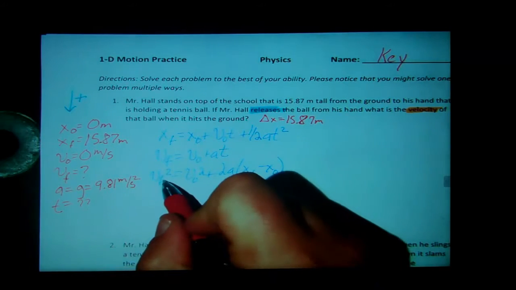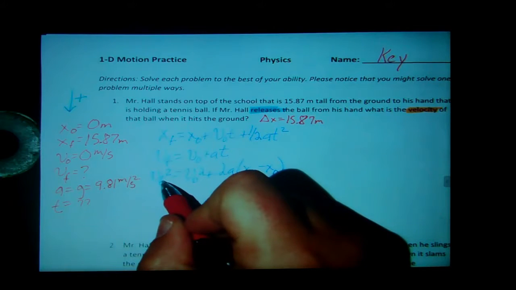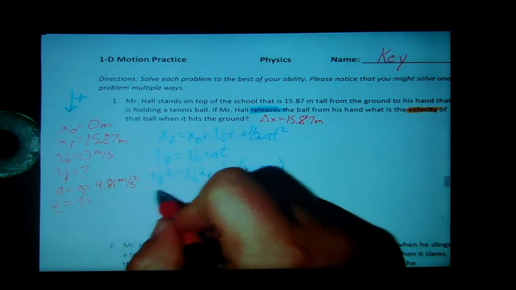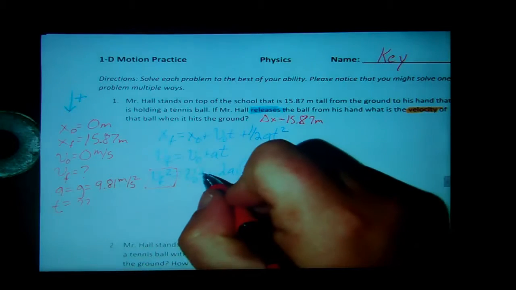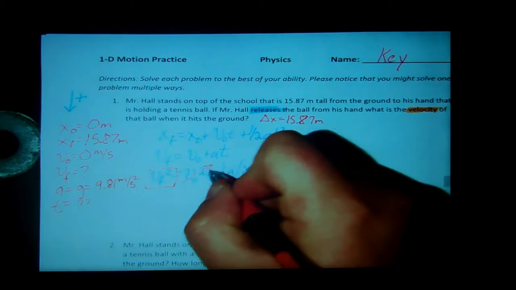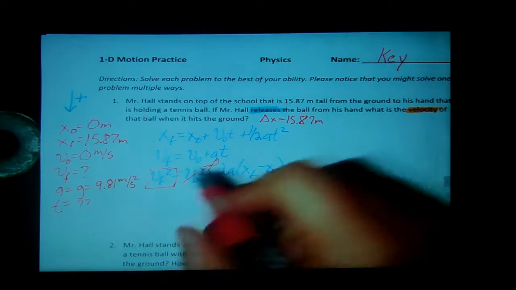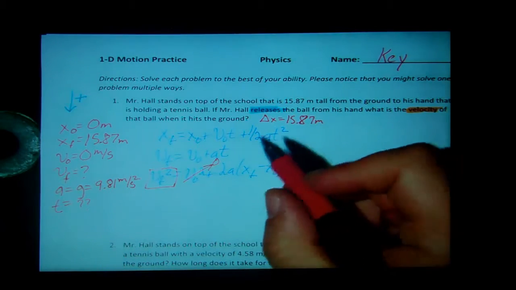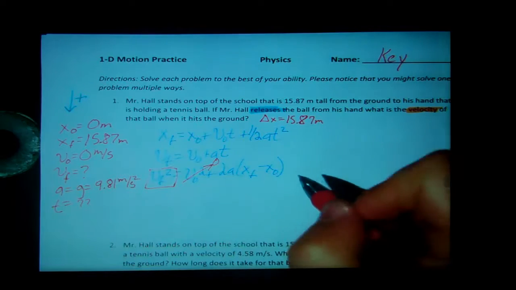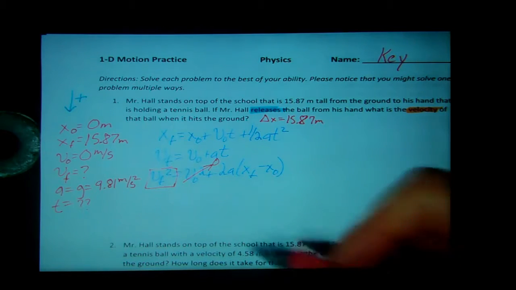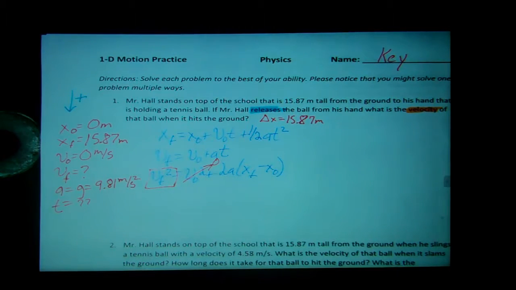So let's look. I got final velocity squared. I don't know it. I'm going to box it. I have initial velocity. It's 0. I have the number 2. It's just a number. I have acceleration, 9.81 meters per second squared. I have a final position and an initial position. So I can solve this. So the setup for this problem is going to look like this.